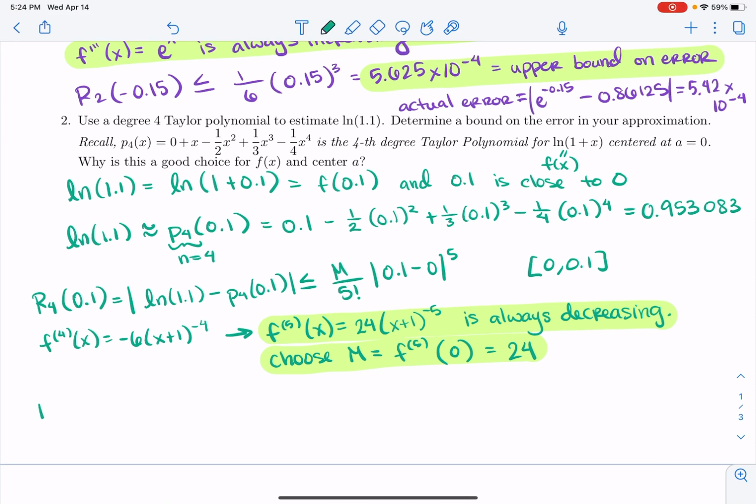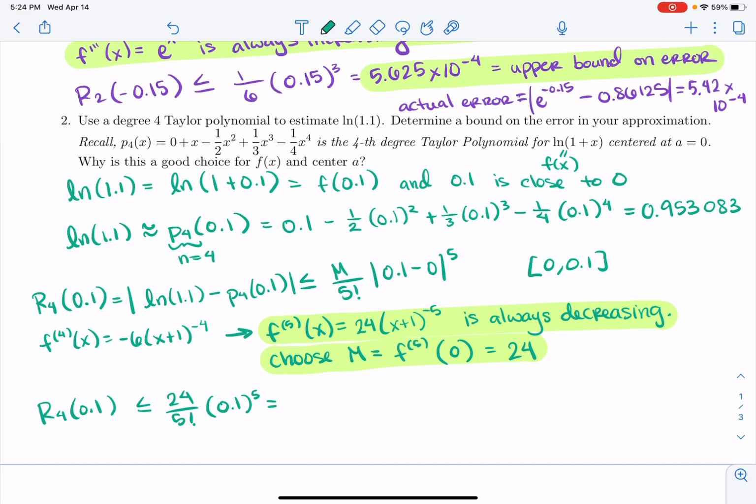Okay, so that means that R4 of 0.1 is less than or equal to 24 over 5 factorial times 0.1 to the 5th. I plug that in. I get 24 times 0.1 to the 5th, and then divided by the quantity 5 times 4 times 3 times 2 times 1. I'm sure there's a factorial button in my calculator, but I don't see it. So I'm just going to write it all out.